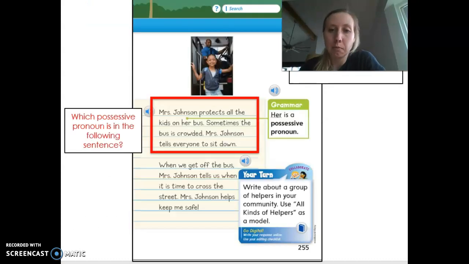So once again, we've been working on possessive pronouns. So a pronoun is she, he, it. Instead of saying the name or the group, you would just say we or they. A pronoun tells you who it's about, but it doesn't say the person's name. So a possessive pronoun is telling you whose it is.